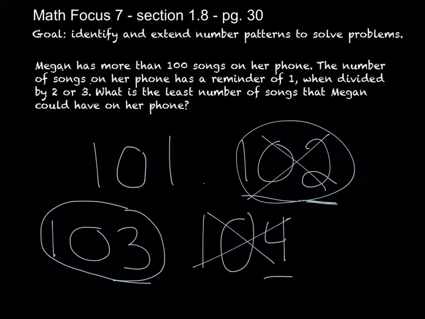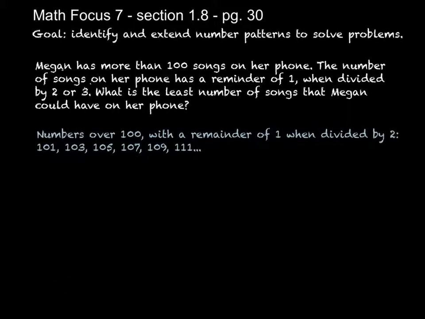So what I notice about this is that the odd numbers do fit our criteria. They have a remainder of 1 when divided by 2, and the even numbers do not, because they would have no remainder when divided by 2. So our numbers over 100 with a remainder of 1 when divided by 2 are 101, 103, 105, 107, 109, and 111. So all odd numbers.